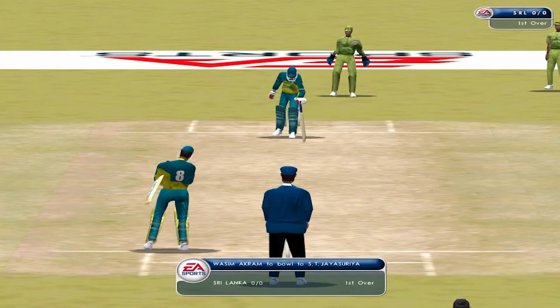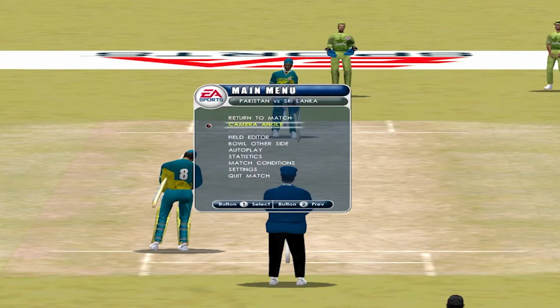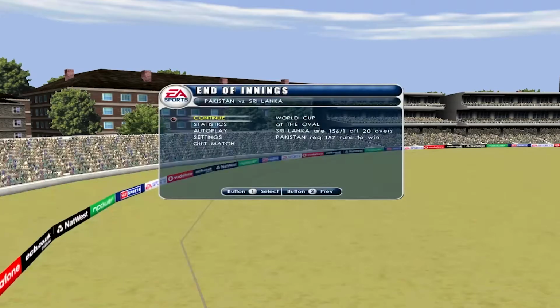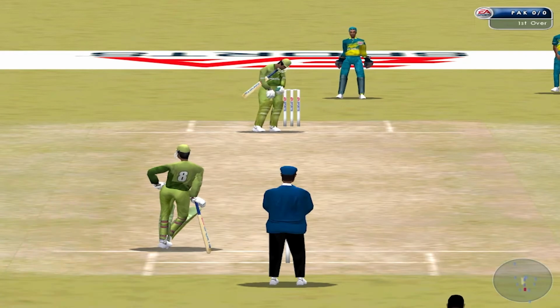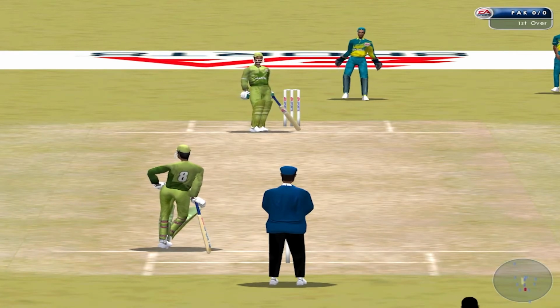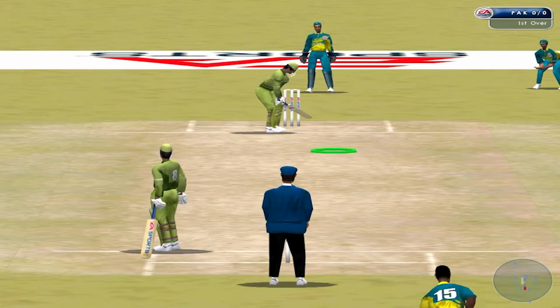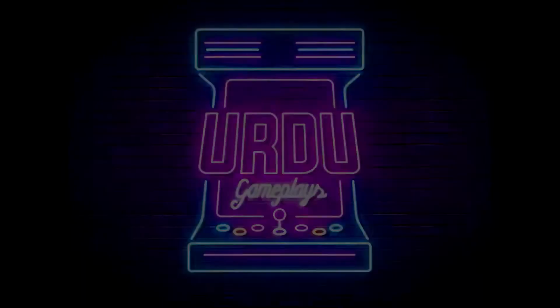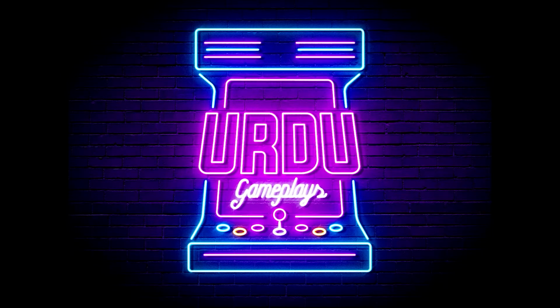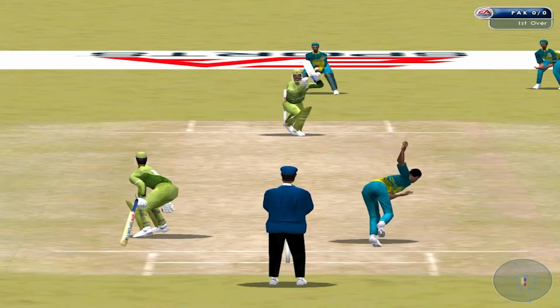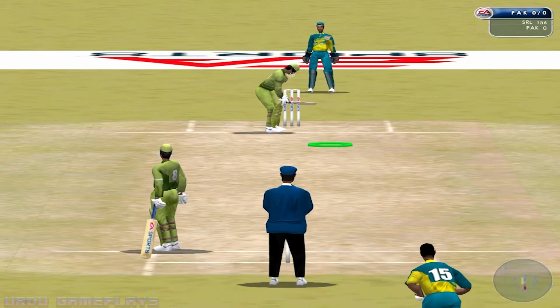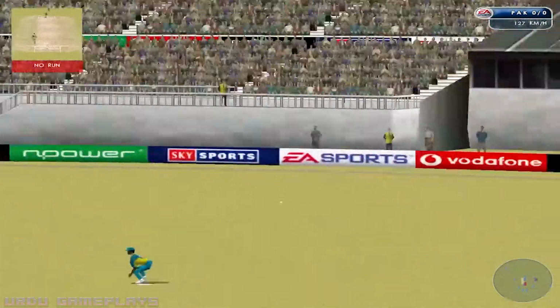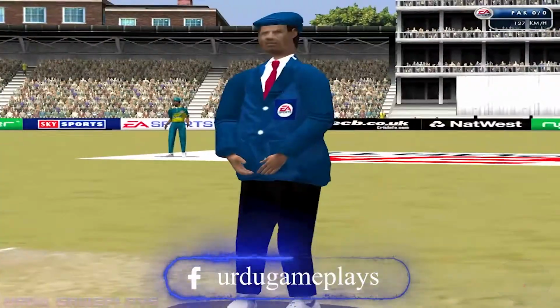The opening bowler is going to be Wasim Akram. 157 runs required. Thus, to bowl to Syed Anwar. Great shot by Syed Anwar. That's the first boundary for Syed Anwar.